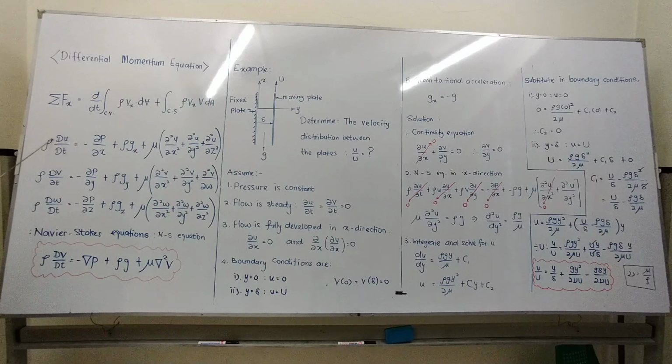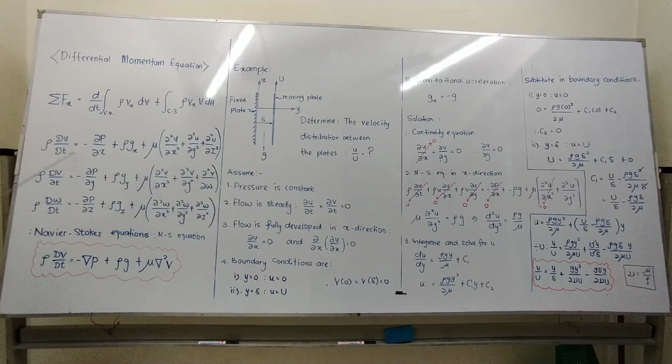the velocity difference with respect to time, equals minus dp over dx. P is pressure, so dp over dx is called the pressure drop, plus rho gx. Here g is the force due to gravity, and plus mu, the viscosity, which gives the force due to viscosity, times del squared u over del x squared plus del squared u over del y squared plus del squared u over del z squared.